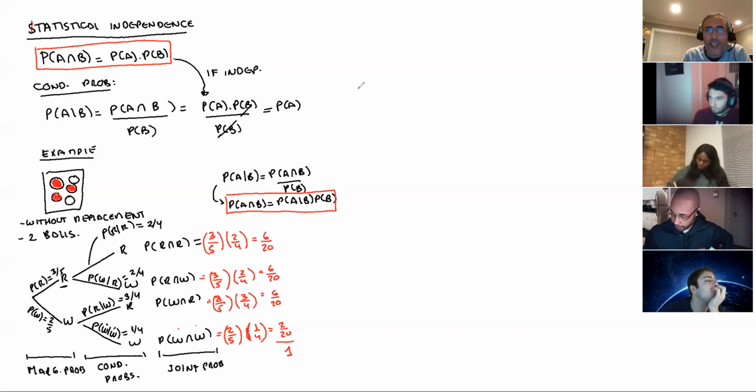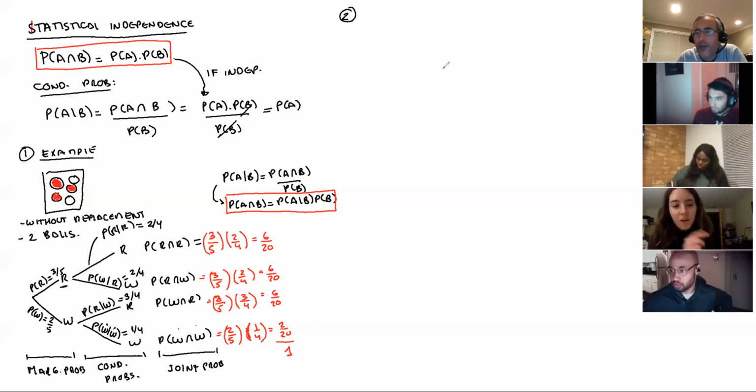Okay, guys, you do one example. Now, what I will do is the same example. So let's do this example number one. Professor, can I ask a question about that last example? Yes, go ahead. You mentioned that the probability of getting one red and one white would be 6/20. But since there are two possible outcomes there, would you have to add?